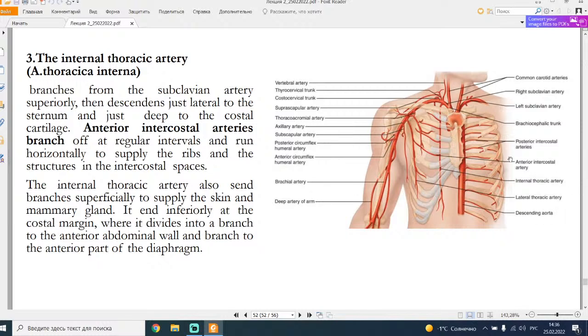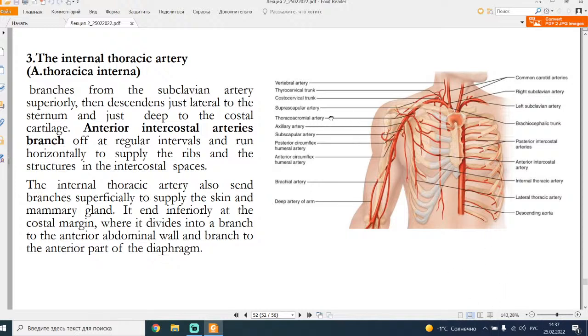Next, arteria thoracica interna. What you see? It branches from the subclavian artery superiorly, then descends just lateral to the sternum, and just deep to the costal cartilage. Arteria intercostalis anterior branches at regular intervals and runs horizontally to supply the ribs and the structures in the intercostal space.